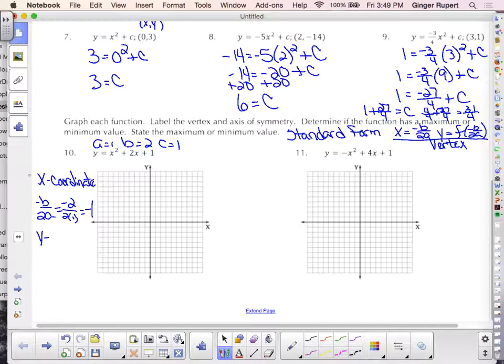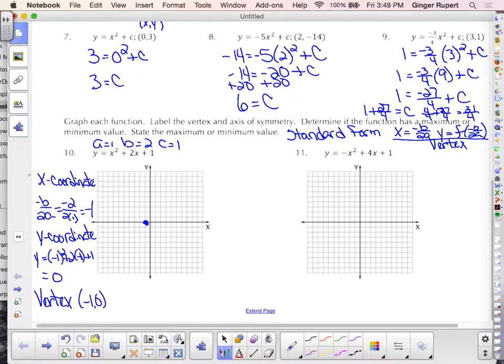To find the y-coordinate of the vertex, I'll substitute that negative 1 in. So y is equal to negative 1 squared plus 2 times negative 1 plus 1. So y is equal to 0. I have a vertex then at negative 1, 0. So here is my vertex.